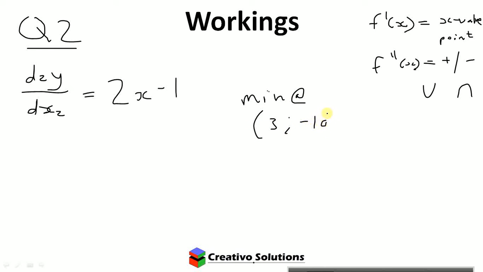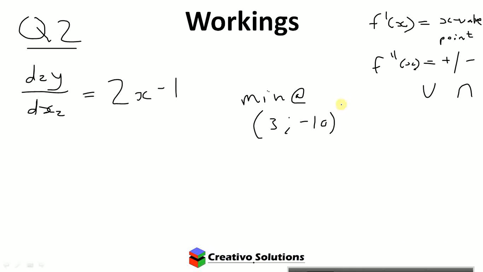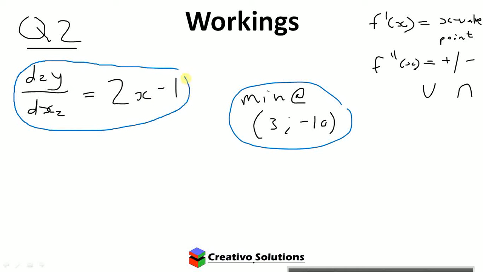That's what they tell you. That's what they're giving you in the question. Find the coordinate of the maximum point. So that was what was given. Two bits of information: you were given a minimum, and you were given a second derivative.